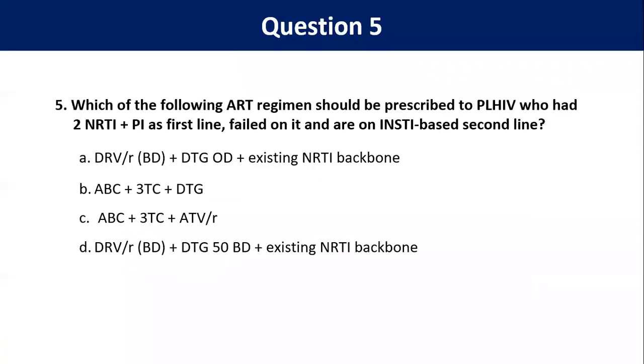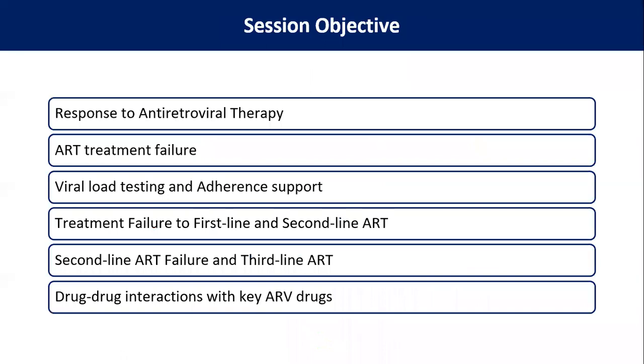I hope everybody has responded to these questions. Under this session, we are going to know what responses we are expecting after starting antiretroviral therapy in a patient. Then when the patient develops failure, and what the different categories of failure are, like virological failure, immunological failure, clinical failure, and what the importance of adherence is in terms of viral testing. And then failure of first line therapy, and what kind of second line therapy we are going to try.